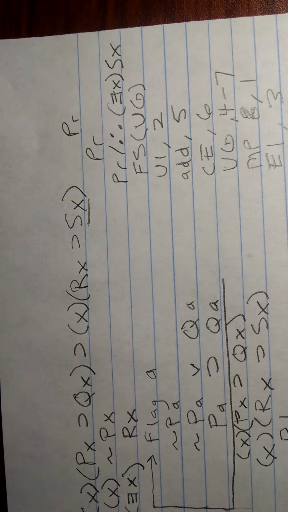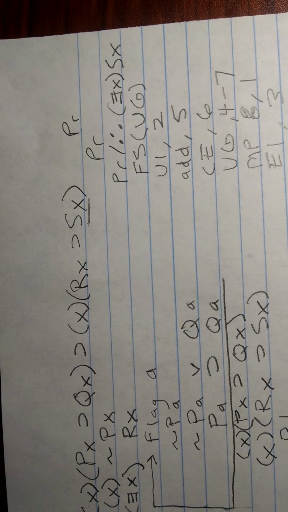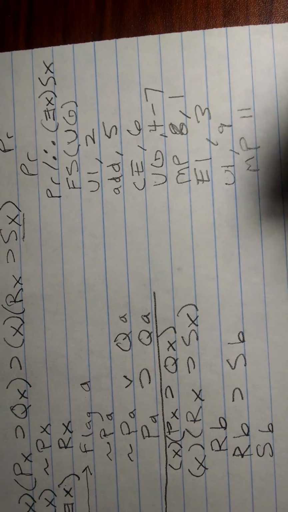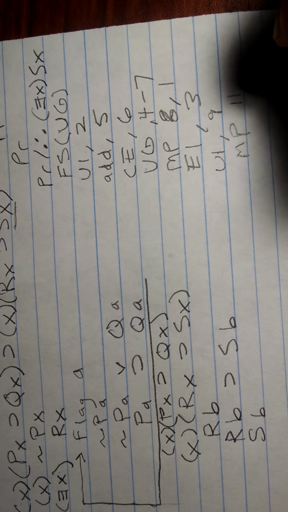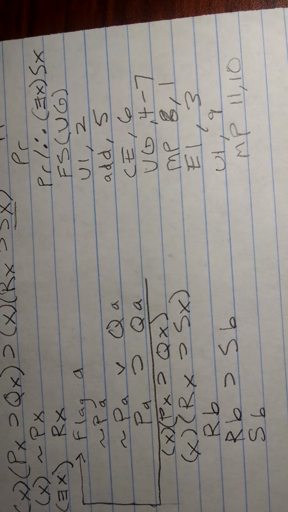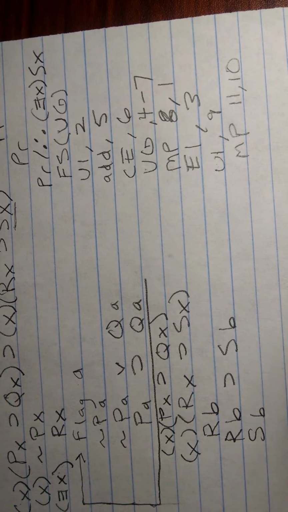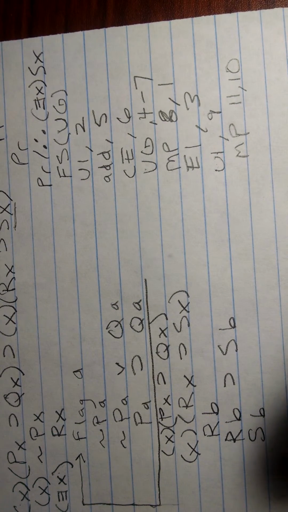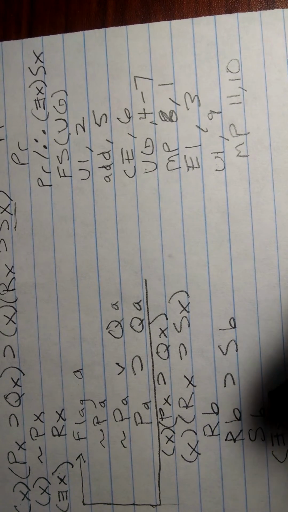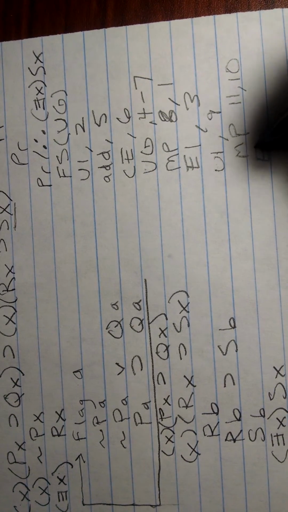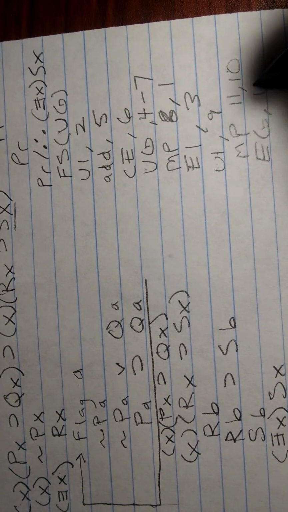Modus ponens will get rid of the RB, which gives us just SB. Modus ponens 11, 10. Now, all we have to do is existential generalization to get our conclusion. EG on 12.